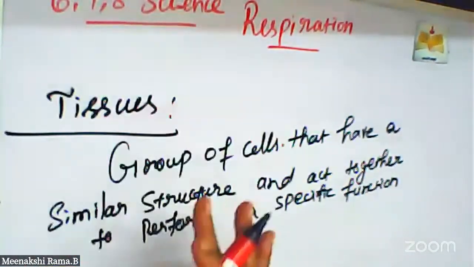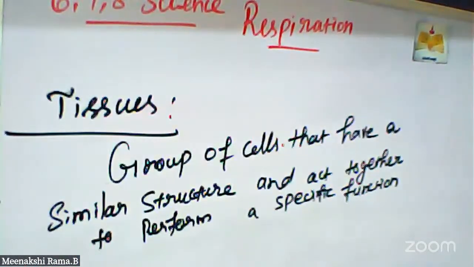So tissues means different kinds of groups of cells joined to do a single action, that is the specific function. So this is the main function of the tissues. Tissues or groups of cells have a similar structure and act together for the specific function. They are joined together to perform a specific particular function only. That kind of part is called tissues.